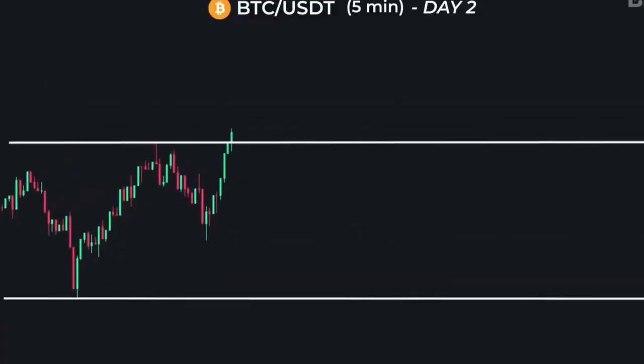Here, the 5-minute candle broke above the range high, then closed back inside, so this will be a short signal. Stop loss goes at the range high and take profit at 2 times risk. And here, price hits the take profit target, giving us a 2R gain.